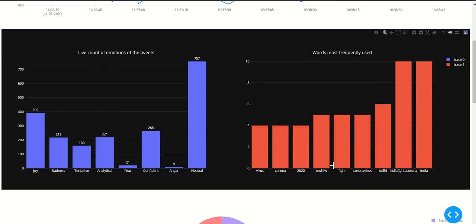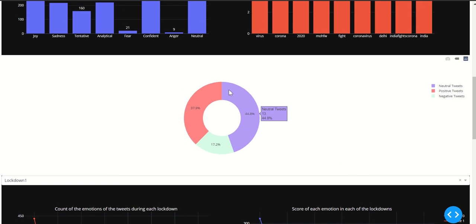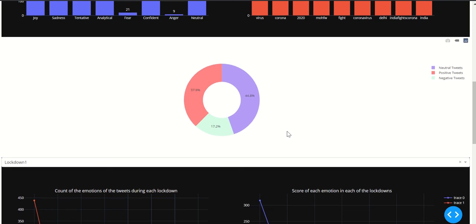This graph shows the most common used words currently in the tweets. And this is the percentage of positive, negative, and neutral tweets in the current streaming tweets.